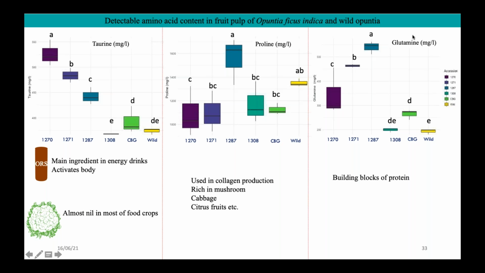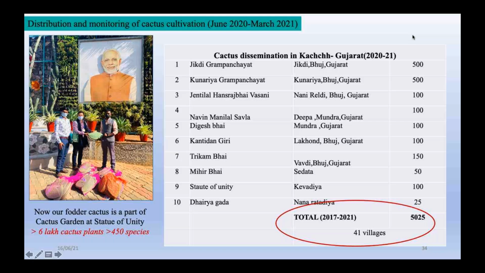We have been distributing the cactus cladodes to a lot of farmers, and we are getting a lot of requests from most of the farmers. These are the details, the names of the gram panchayats or the farmers who collected the cactus in 2020 and 21. Since the start of the project in 2017 to 2021, we have distributed around 5,025 cactus cladodes, and they belong to 41 villages of the Kutch area.